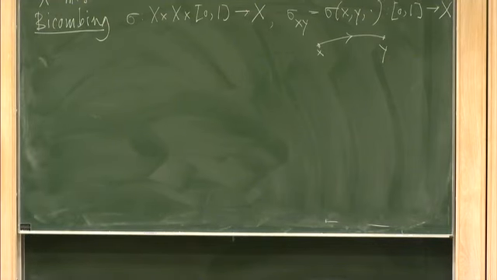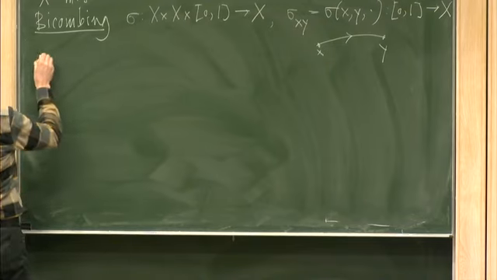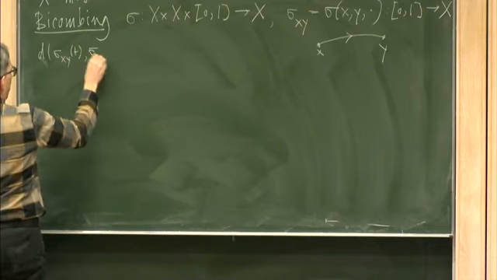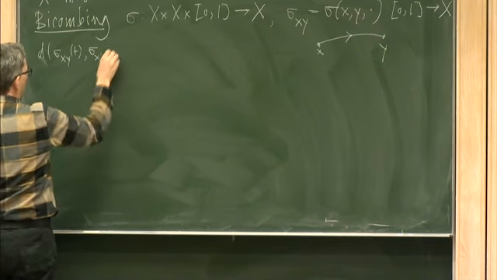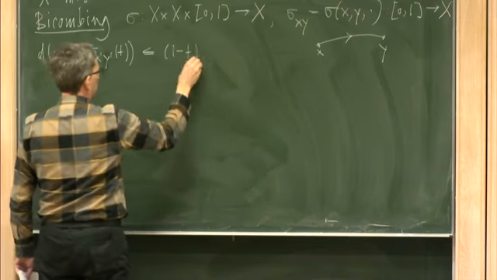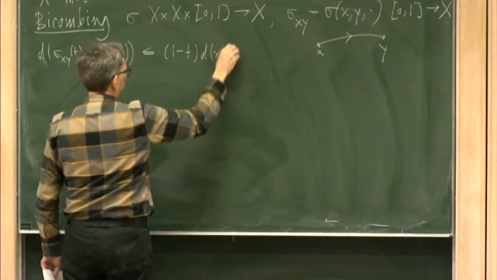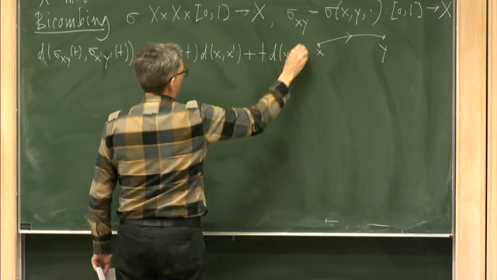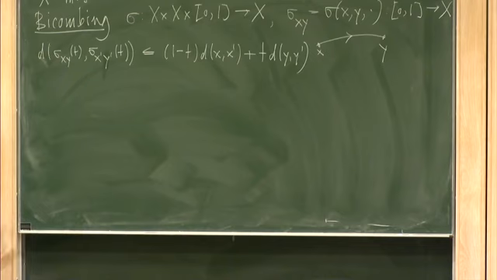And we will impose a convexity condition. It's the following: d(sigma_xy(t), sigma_x'y'(t)) is less than or equal to (1 minus t) times d(x, x') plus t times d(y, y'). So that's my definition of bicombing for the purpose of this talk. So that's a weak convexity condition.